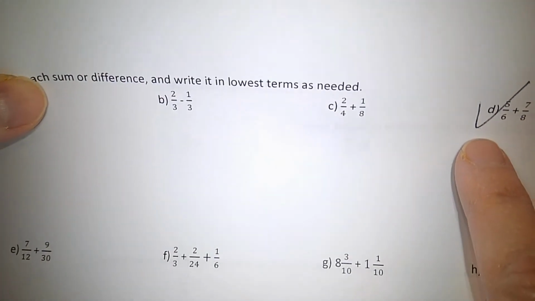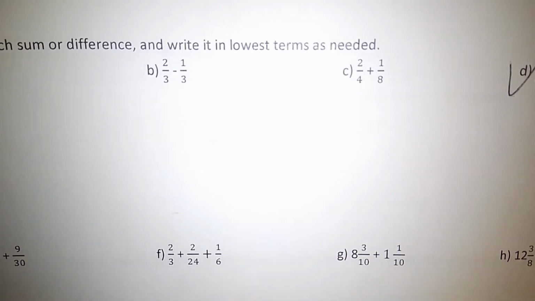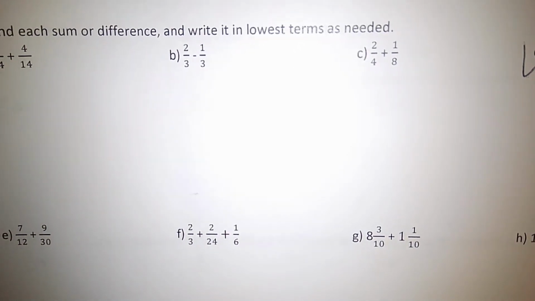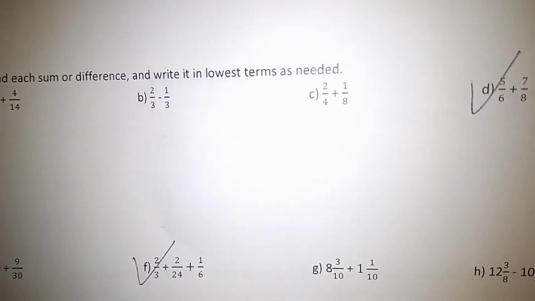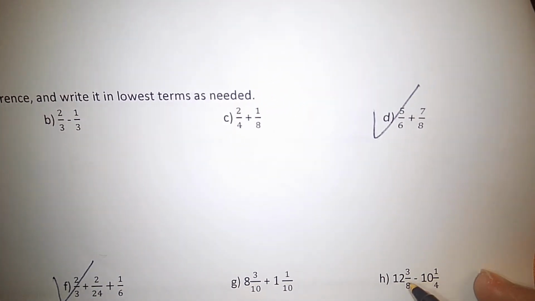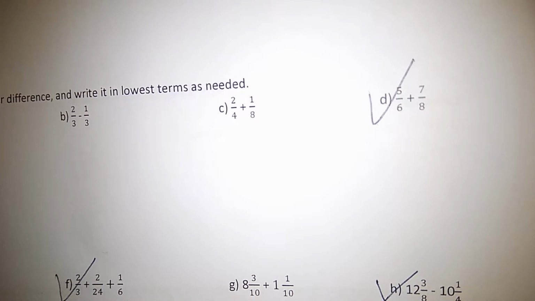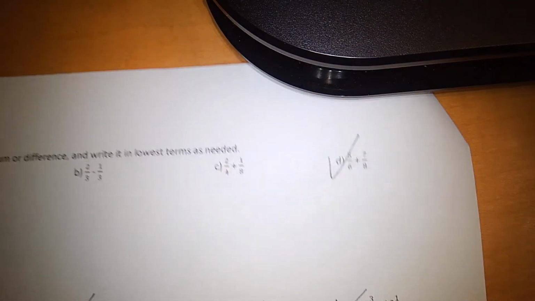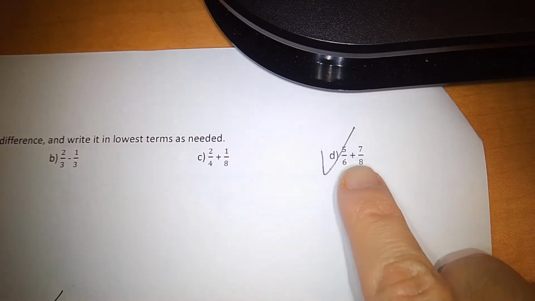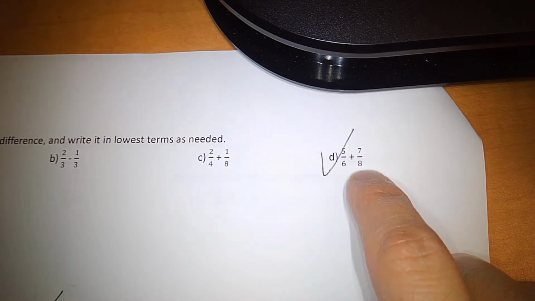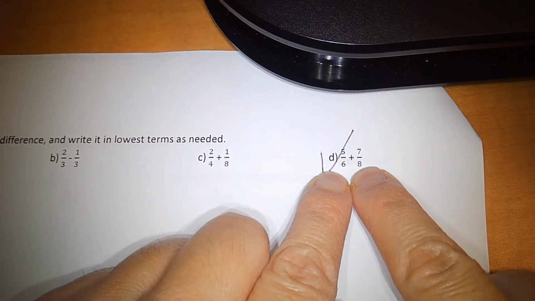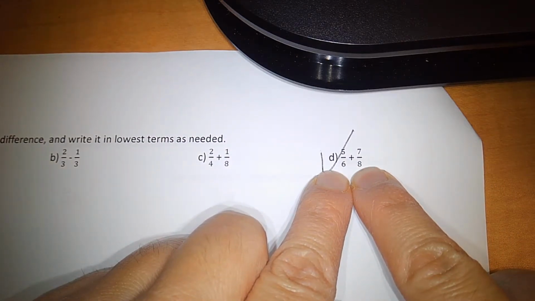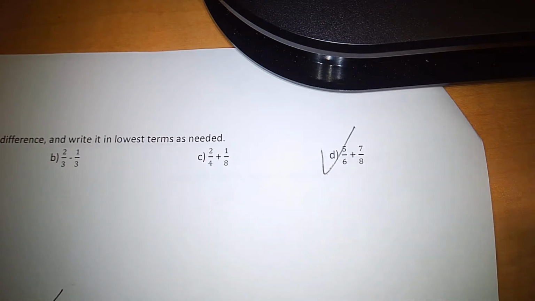So we'll try to do question B. Also, we're going to do question F, and then we'll do question H. So let's do three together in class. All right, so question B. Add 5/6 and 7/8. With 6 and 8, what is the LCD, the least common denominator?